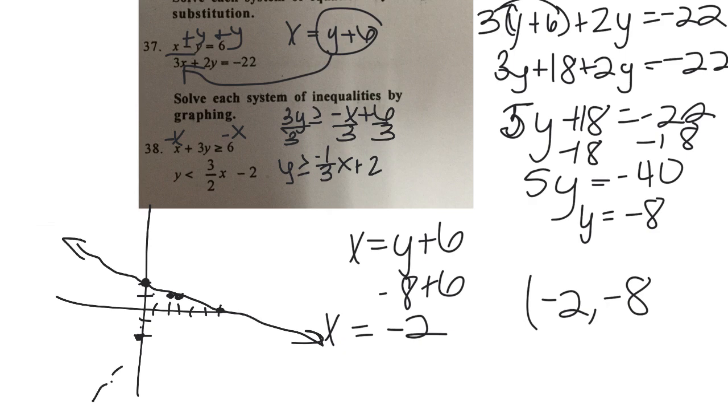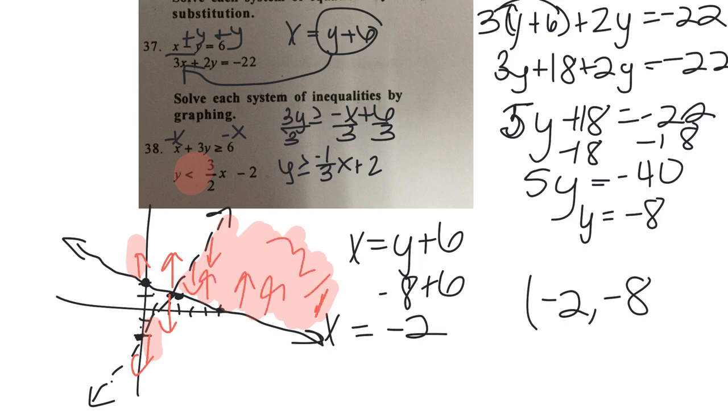I'm going to go up 3 and over 2. That one is a dashed line. The dashed line is less than, so that's down. The solid line is greater than, so that's up. So where is the shading in common? That's over here. Less than, greater than. So the shading is just where we have the highlighter.